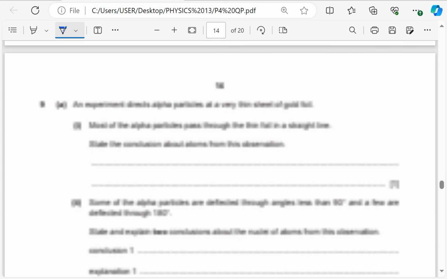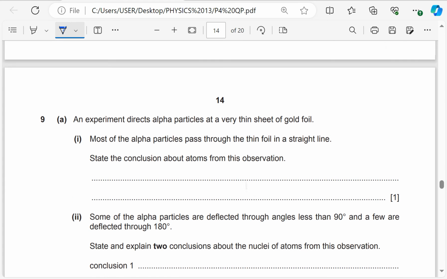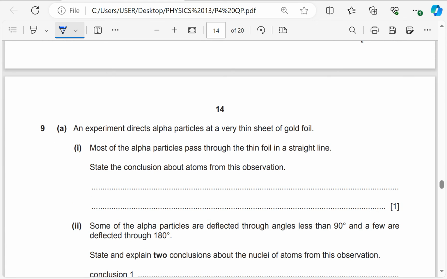Okay, I think next is going to be nuclear physics. I don't know whether it is, no, space physics is the last, I think. An experiment directs alpha particles at a very thin sheet of gold. Most of the alpha particles pass through the thin foil in a straight line. Of course, this implies that most of the atom is empty space.